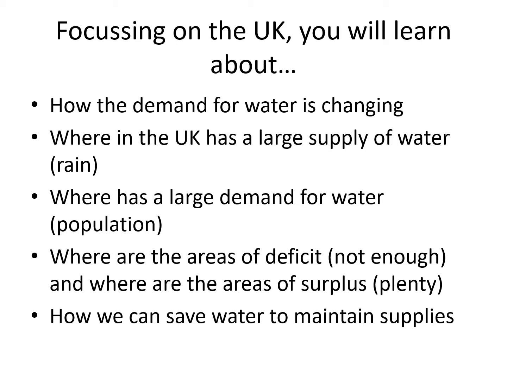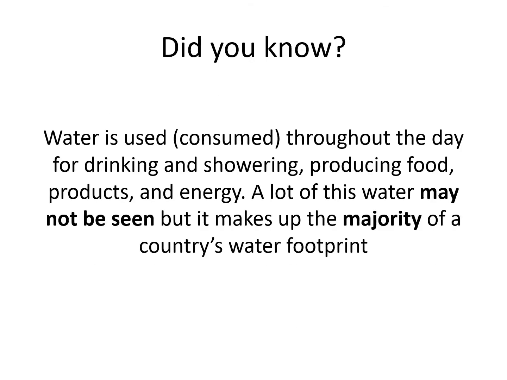Fourthly, where are the areas of deficit? That means there is not enough water. And where are the areas of surplus? That means there is plenty. And finally, how we can save water to maintain our supplies. So how we can become a little bit more conscious with the amount of water we use, how we can design things in a better way so that they use less water. Those are the things that we're focusing on today.